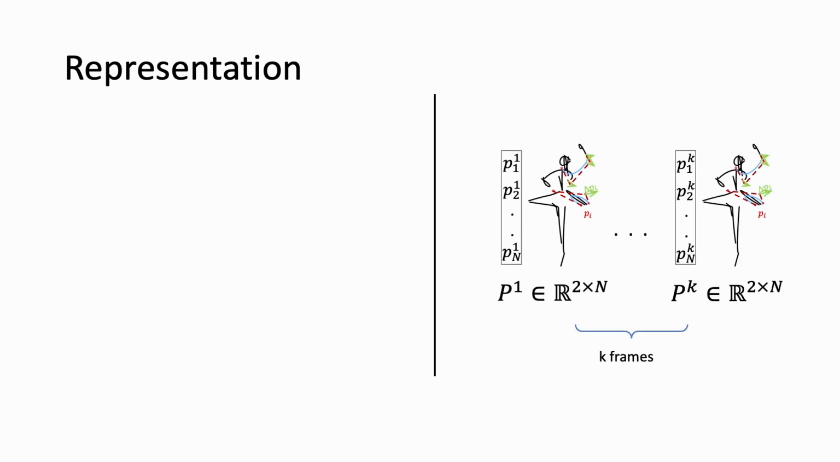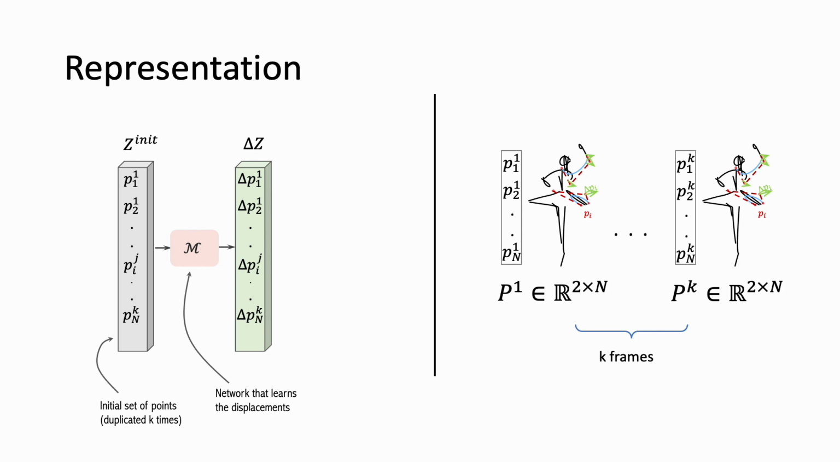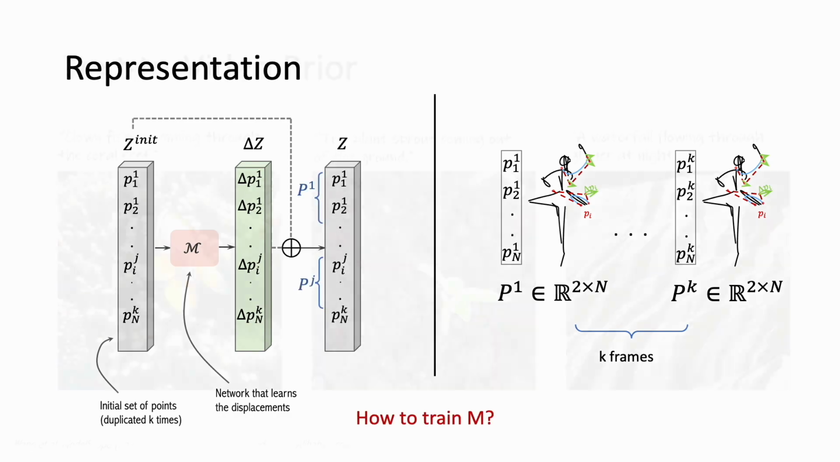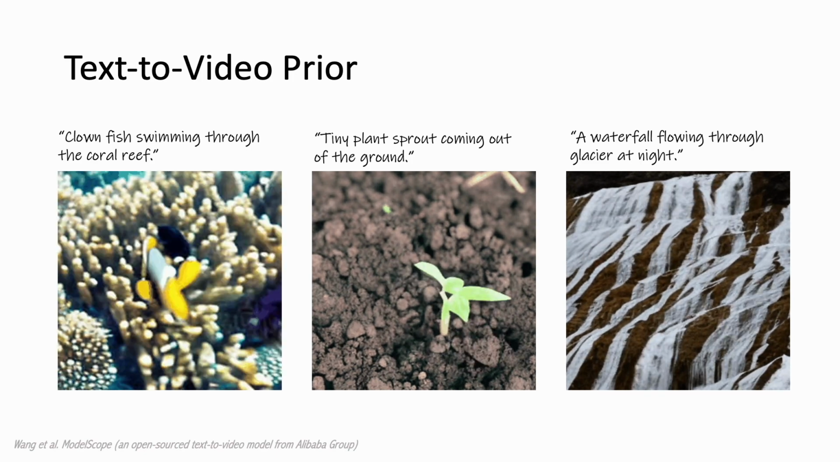We begin by duplicating the input sketch k times for each of our k frames. Then, we simply concatenate the parameters and feed them into a network M that learns to predict the desired offsets, which are then summed with the input points to form the SVG. To train our network M, we utilize the prior knowledge of pre-trained text-to-video models.